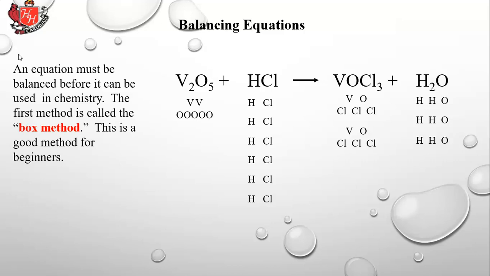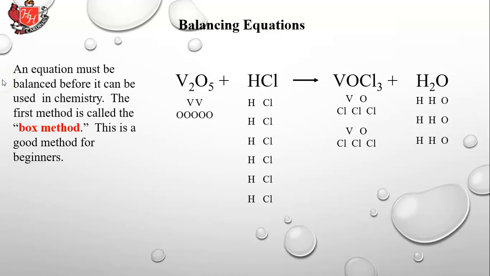So then you write coefficients. When you balance an equation, you cannot change the subscripts. That V2 stays a V2. That O5 stays an O5. You can't change those little numbers. All you can do is put coefficients in front of each of the compounds. And you simply do that based on how many boxes of each compound you have.